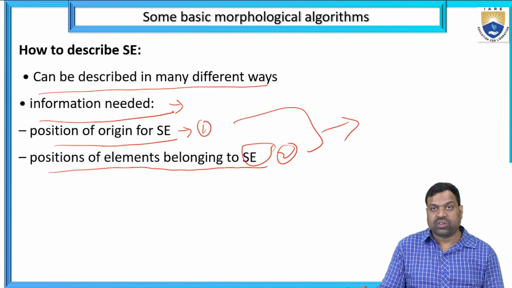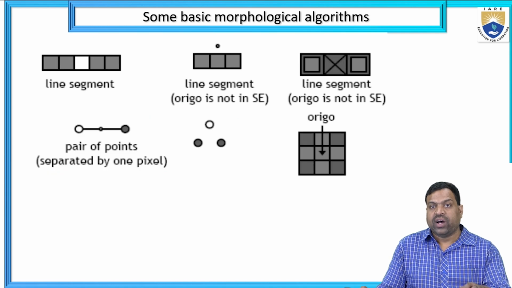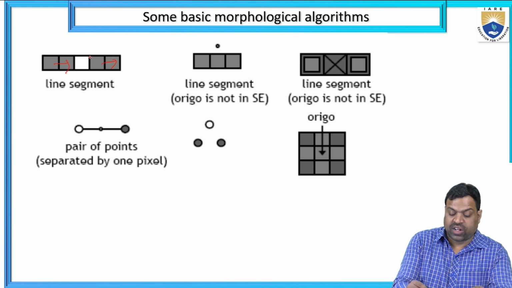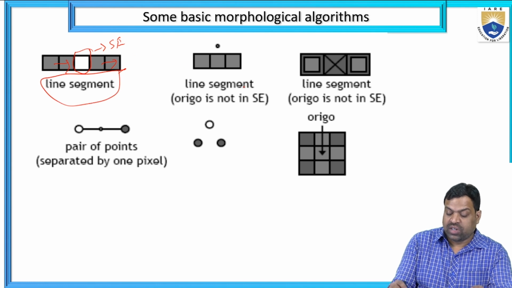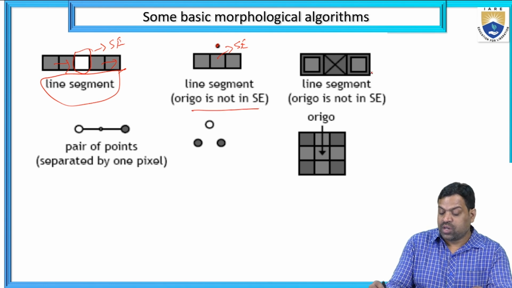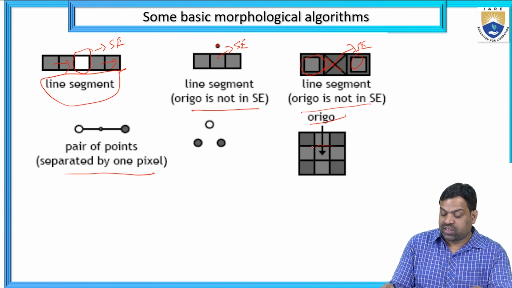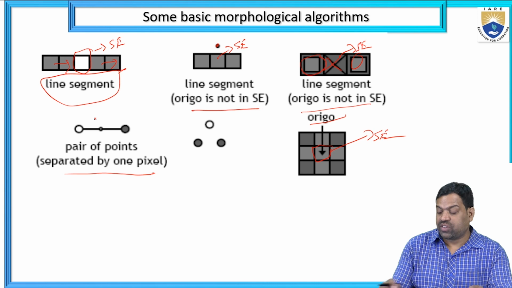These are the describing of SE. And these are some examples of line segment, where two different colors are there. The middle point is there, the SE, but here it is called line segment. Here the middle one is a SE, origin is not in SE, but here line segments are there or not in SE. Okay, the middle one is a SE. So pair of points separated by 1 pixel. Here the middle one is a SE. So these are the different segments.